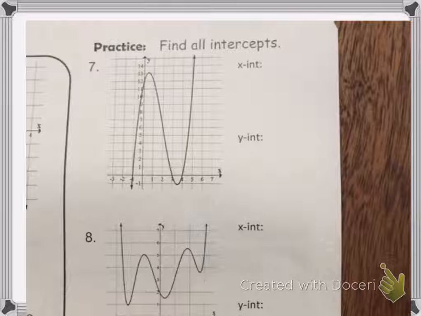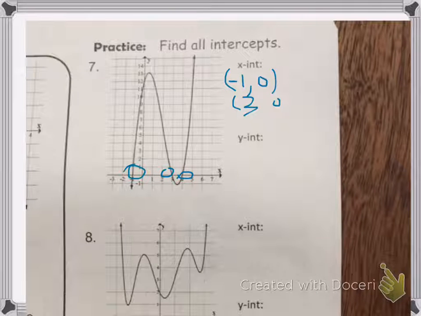All right, just looking at x-intercepts really fast. Where's my graph touching or crossing the x-axis? I have 3 spots right here. The first one is at (-1, 0). The second one is at (3, 0). And the last one is at (4, 0). My y-intercept is clear up here at (0, 11).